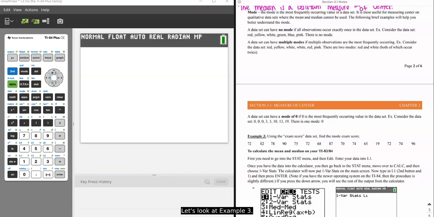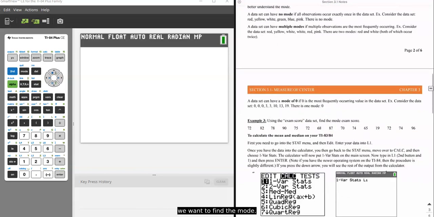So let's look at example 3. Using the exam score data set, we want to find the mode. If you recall from the previous data that we used, 74 occurs twice, but 72 occurs 3 times. So my mode for the exam scores would be 72.